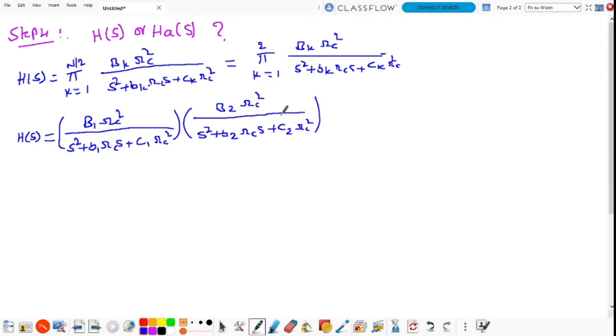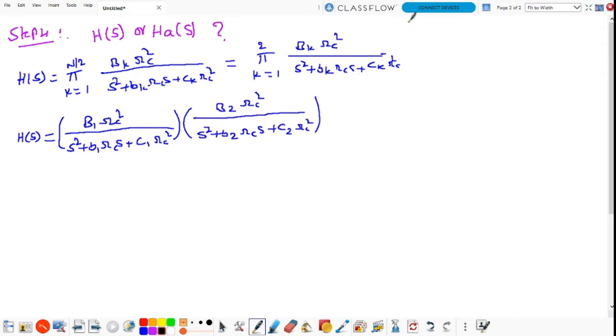So now calculate small b1, small b2, small c1, small c2 and capital B1 and capital B2 values, and substitute b1, b2, c1, c2, capital B1 and capital B2 values in this equation, and also substitute the cutoff frequency omega c value. We get the equation of the analog filter system function. So first calculate small b1 and small b2 values.